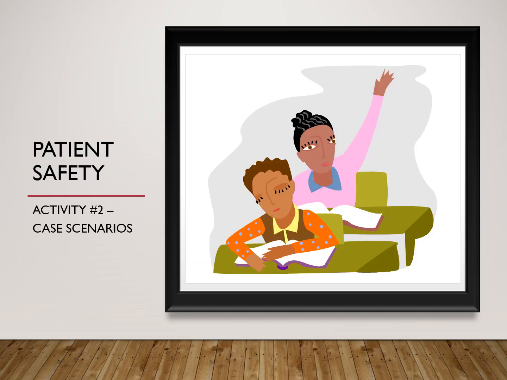So now we move to activity 2. Have each student read and answer the case scenarios, or divide the class into small groups. Review the answers out loud as a class and discuss the scenarios. Hit your pause button and come back when you're ready to proceed forward.